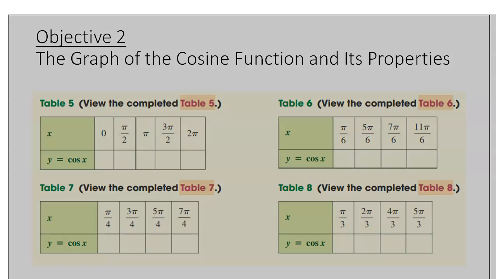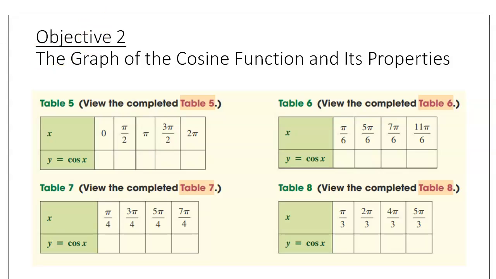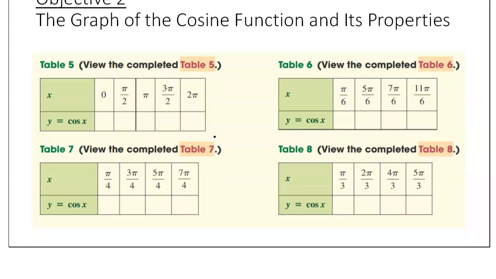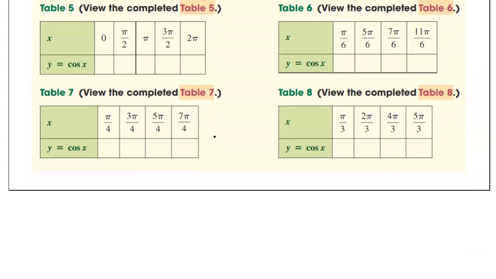Hey class. So today we're going over Objective 2, which talks about the graph of cosine and its properties. So we're starting off with the same tables that we started off our sine graph with. Think of these tables as kind of like T-charts.